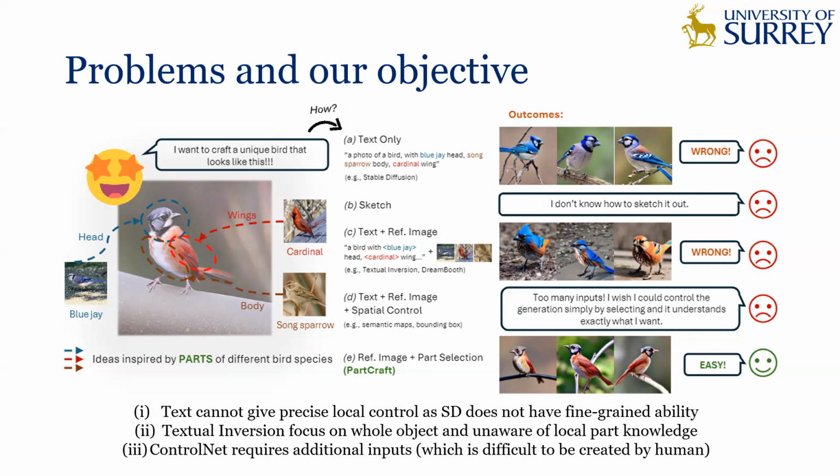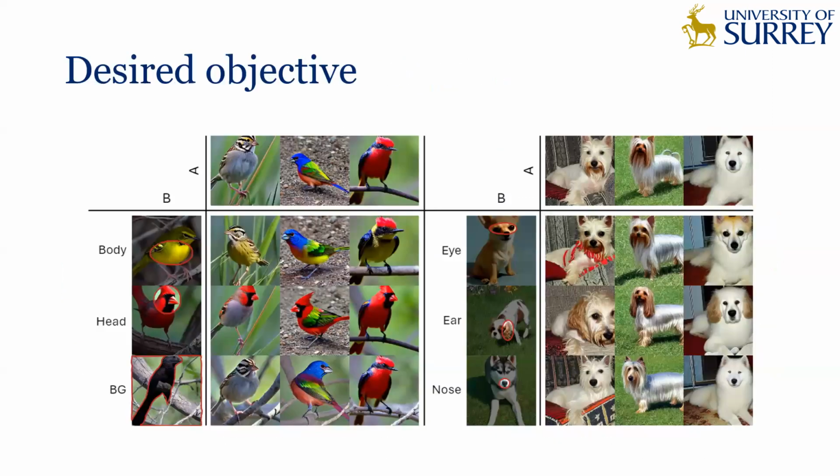What we want to achieve is that when we create the object, we just select the parts from a specific species. That is easy and there are minimal operations. So this is our desired objective. When we create a bird, we can select the body of a specific species. When we create a sparrow but want a different head, we can simply choose it and it happens.